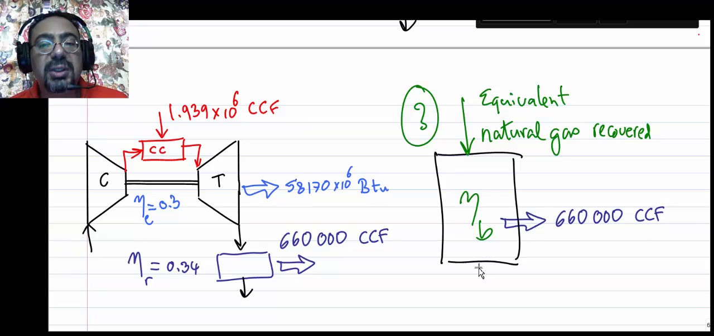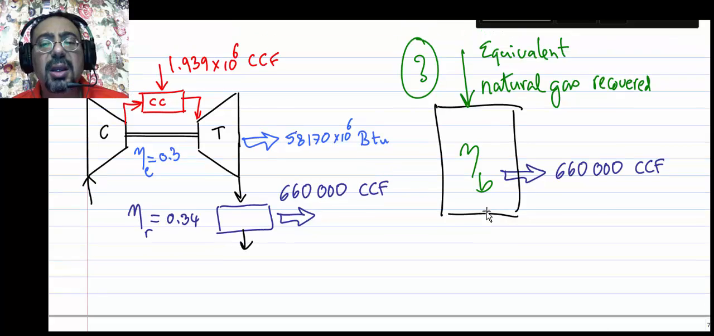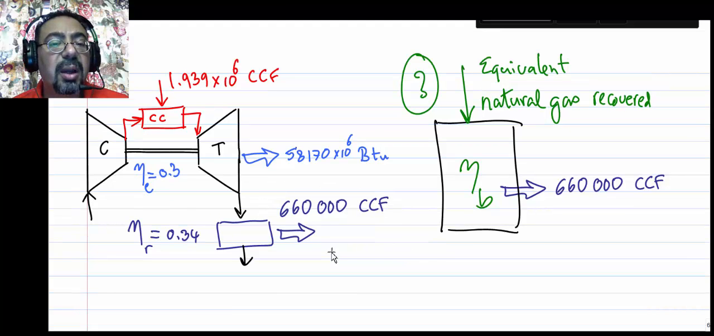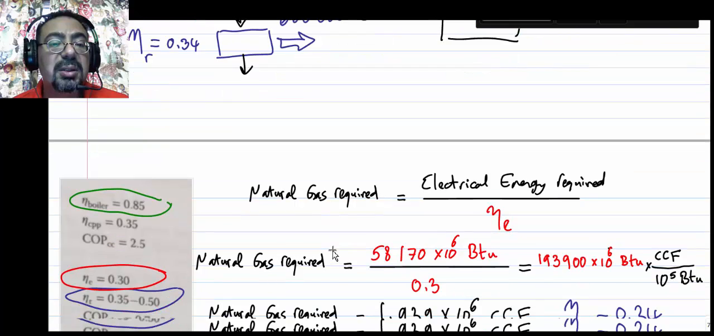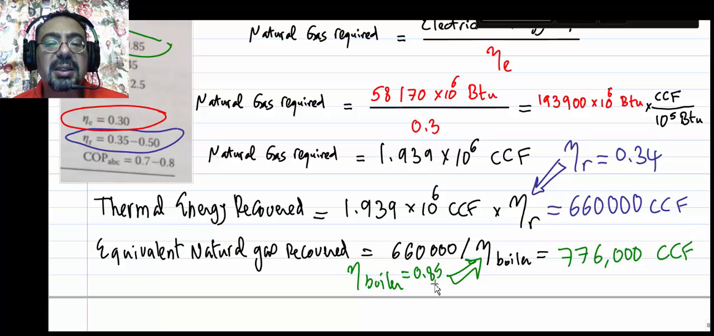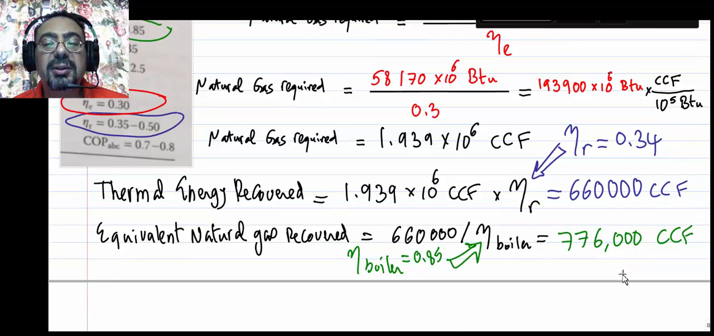By how much? By the boiler efficiency. Any boiler has an efficiency: unburned hydrocarbon, heat losses from the wall, all those things that basically don't let you burn at 100%. That efficiency by definition is the output divided by the input. So I will divide the output over eta boiler. Just one more thing to remember: this is what we recovered by using a combined heat and power system. He's using a boiler efficiency of 85%. So the 660 divided by 0.85 is the equivalent natural gas recovered.